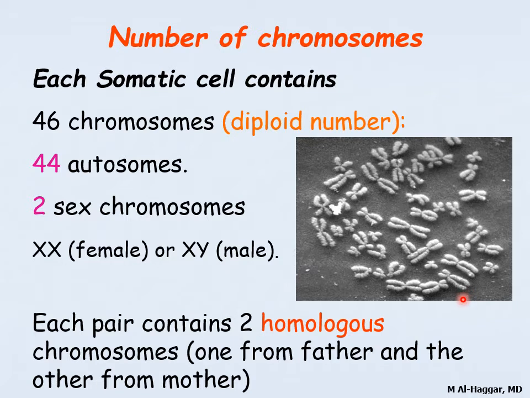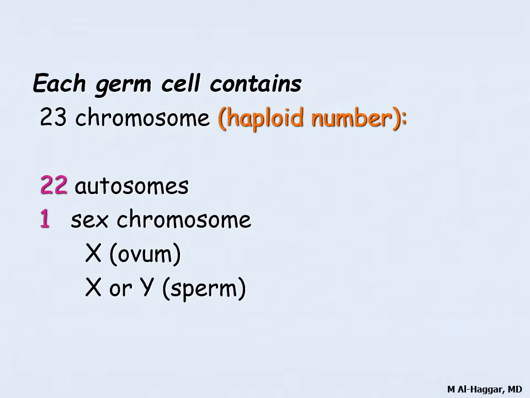The human male cell contains 44 autosomes and XY, 46 chromosomes. However, for the female, it is 44 plus XX. Each chromosome has two homologous copies: one coming from the father and the other from the mother. During cell division, the germ cell divides by meiotic division to form haploid germ cells, with half the number of chromosomes. It is present in the germ cell, whether the sperm or the ovum. The sperm is 22 autosomes with X or Y, but the ovum is 22 autosomes with only X.